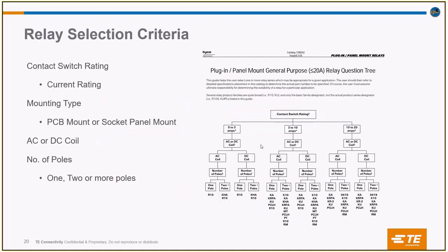For the relay selection criteria, we have the contact switch rating and current rating. So if you see here the selection criteria, what's the current rating? What's the mount type? Is it a PCB mount or a socket panel mount? What coil are you using, an AC one or a DC one? Number of poles: 1, 2 or more poles.